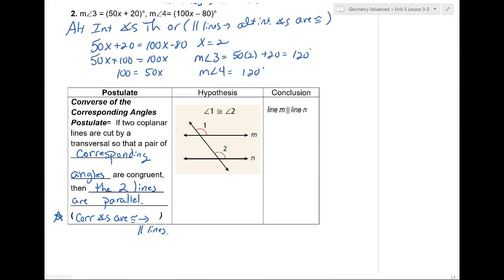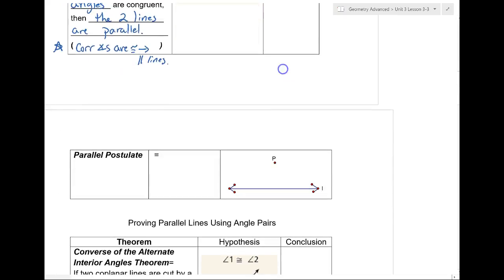Now, think about it. If I couldn't prove the corresponding angles postulate, there's no way I'm going to be able to do its converse either, right? We just know it's going to be true. But it doesn't mean that I can't use that for other ones. Now, a few other ones that we have to learn.